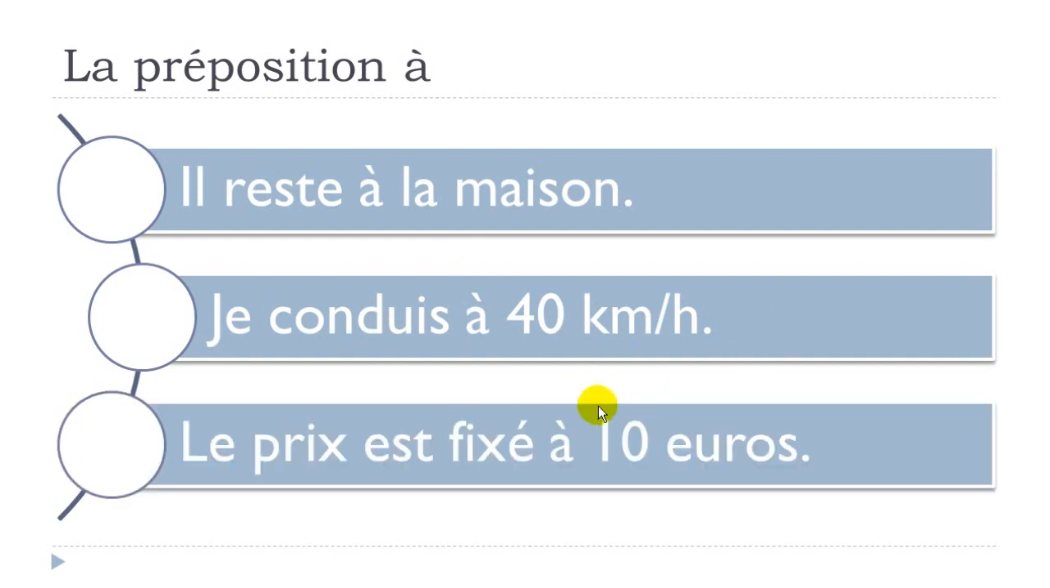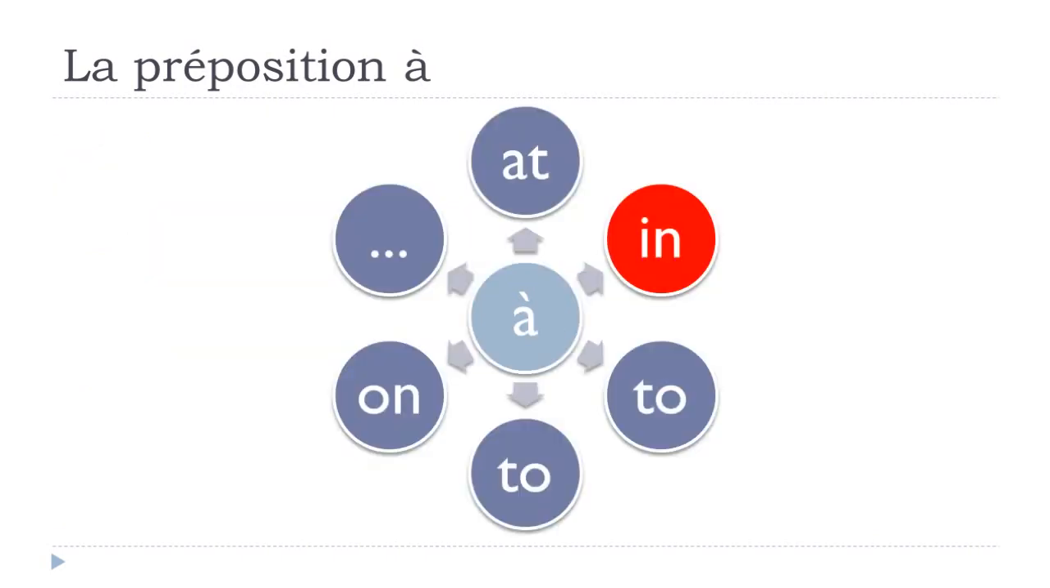And then the last example we could have for this at is for the price, like here, à 10 euros. Le prix, the price, est fixé à 10 euros. In that case, it would be translated by this at, but in French we would use this à. So, il reste à la maison. Je conduis à 40 km/h. Le prix est fixé à 10 euros. So, if you want to express this at concept for these situations, then you will have to use this preposition à. Let's see now the second category, and it will be this in concept.